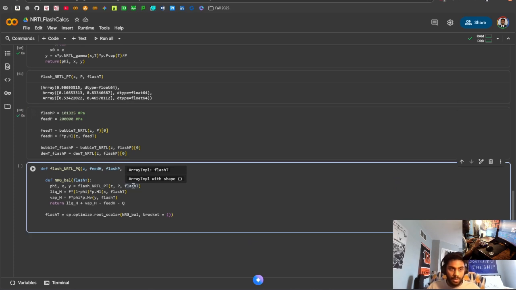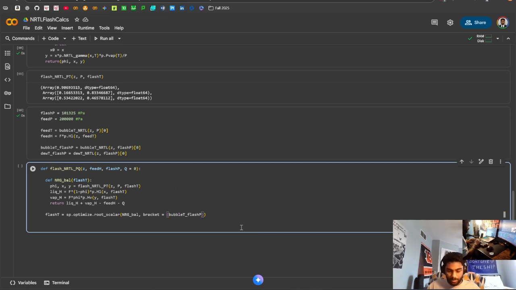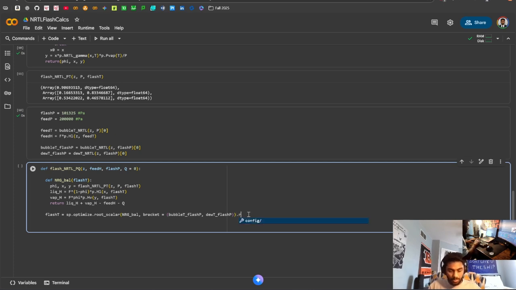So now calculate that. And so we want a bracket. We want that to be between our bubble temperature, so between bubble T flash P and our dew T flash P. So this is the range we want our final solution to be between. And we just want to pull the root of that. That'll give us our flash temperature.